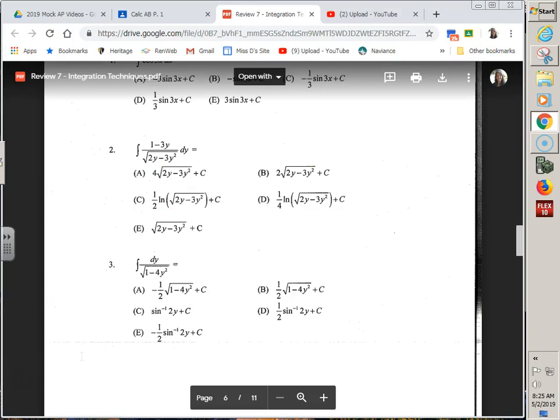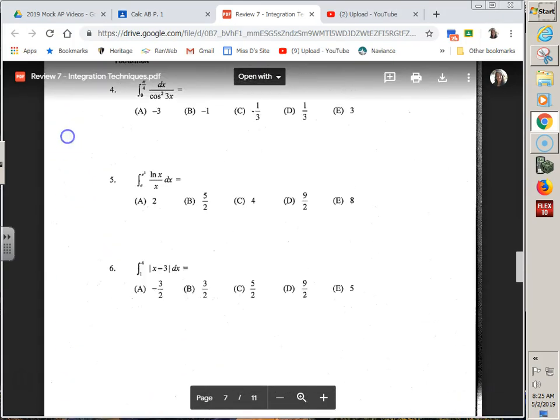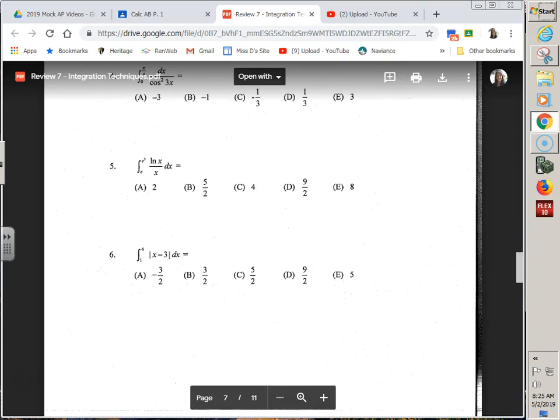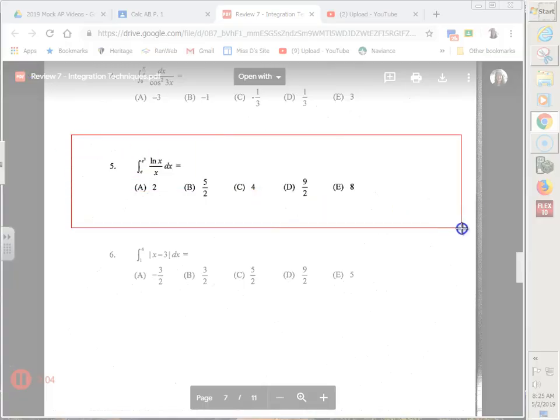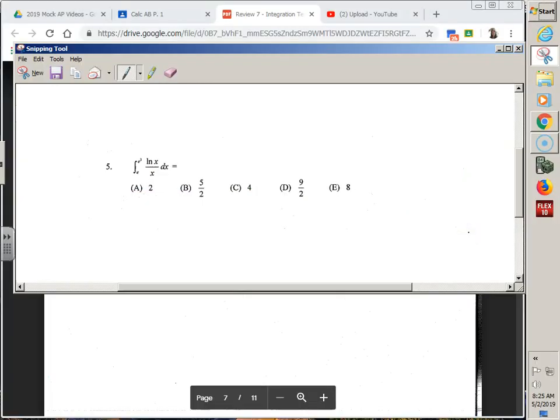What else do we have? 5. I like it. Can I give you guys a hint in AB that you will probably not receive anywhere else because it doesn't quite work for BC? In AB, indefinite integrals: if you see an ln, somehow get it in the u.